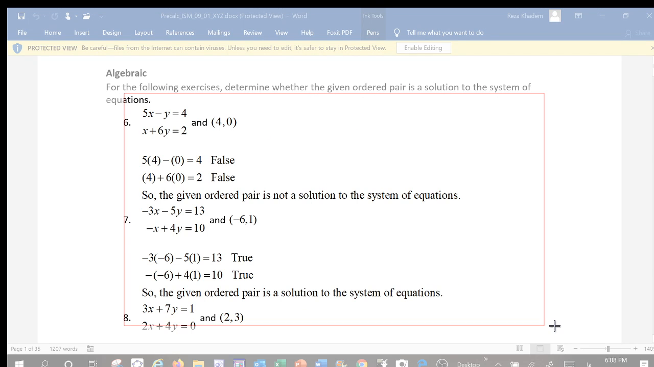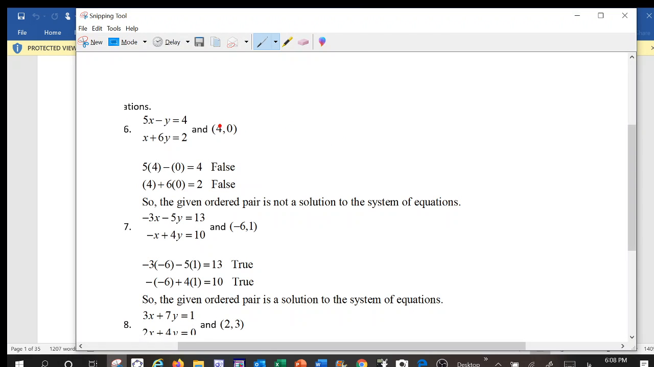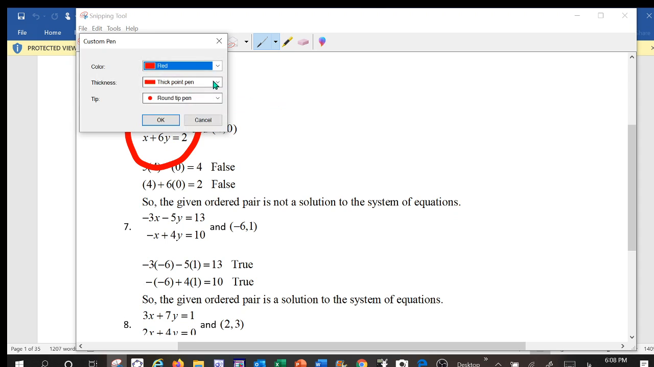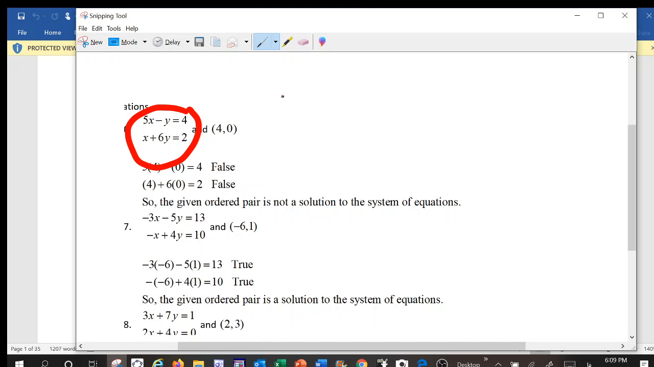Well, that would be easy because all you have to do is what? Let's say this is the system. Oh, my pen is so big. Let's make it bigger. That's medium, it's good. So I have this system here. Let me rewrite it here. 5x minus y equals 4, and then x plus 6y equals 2.